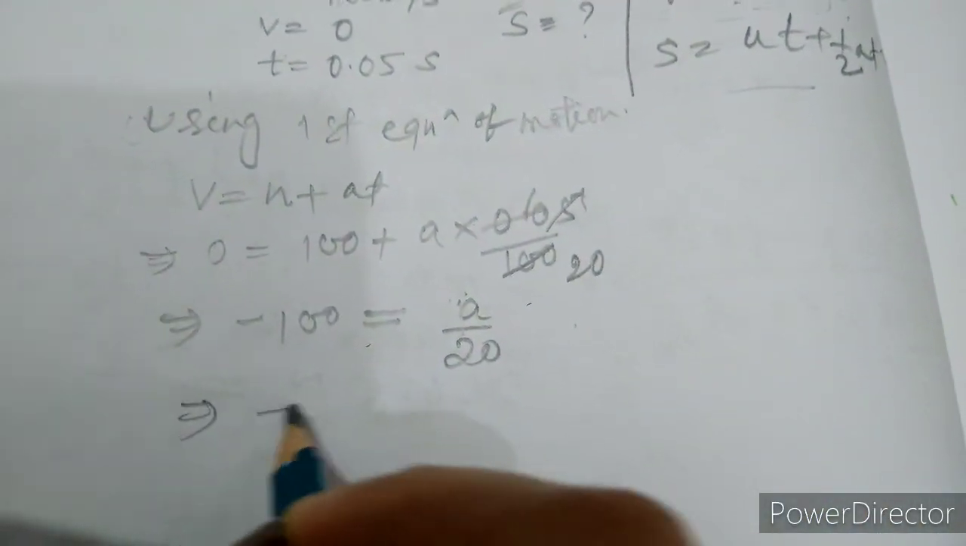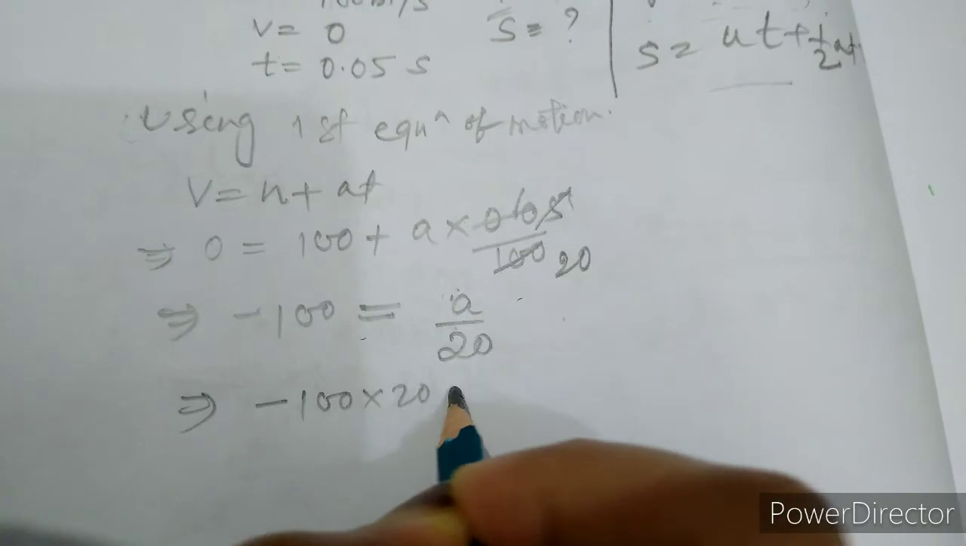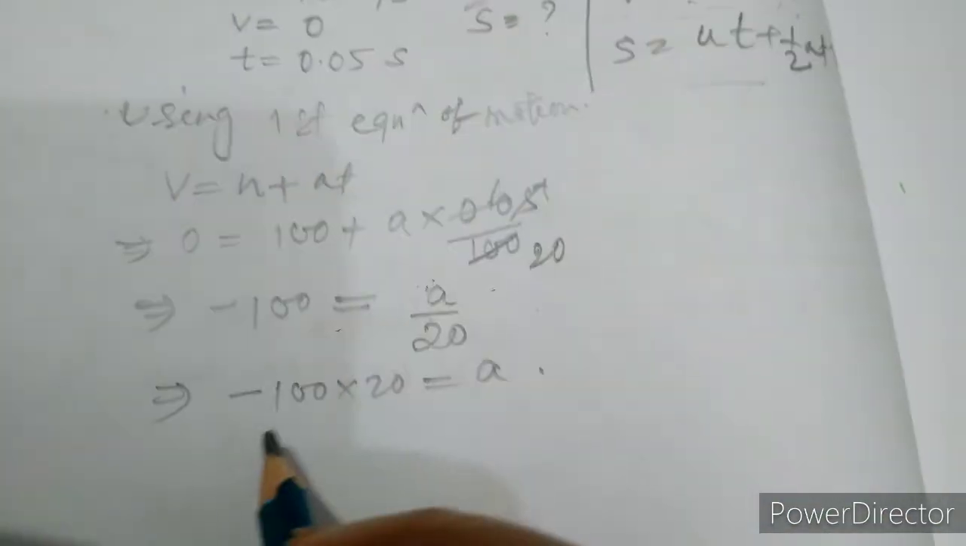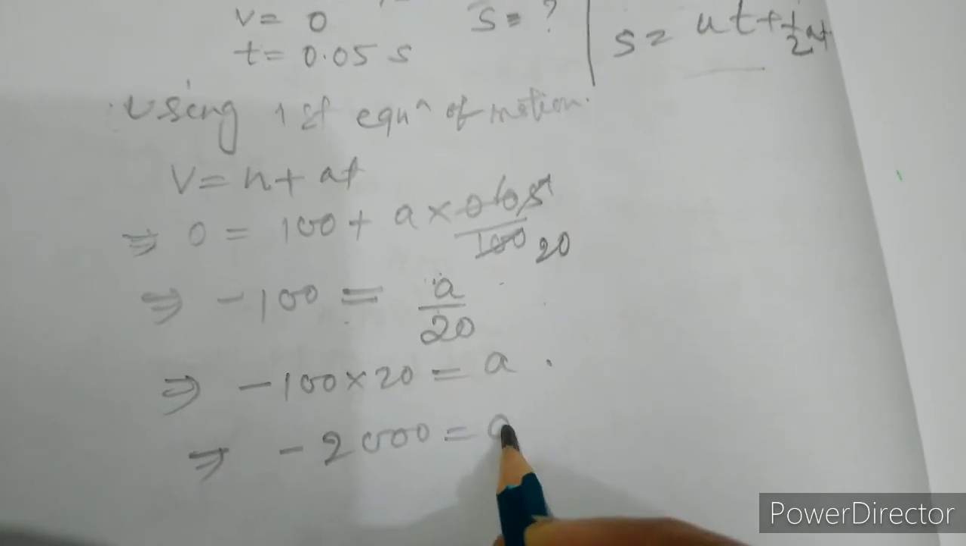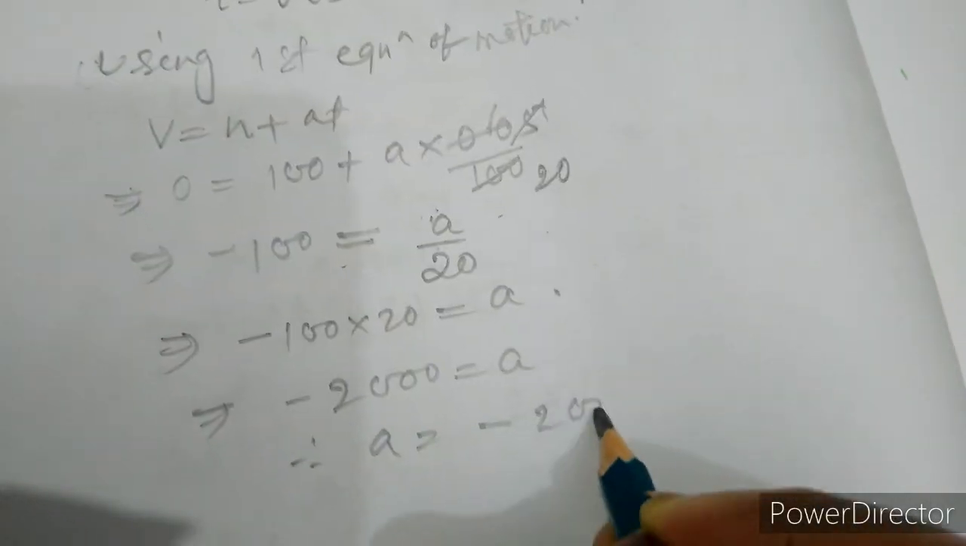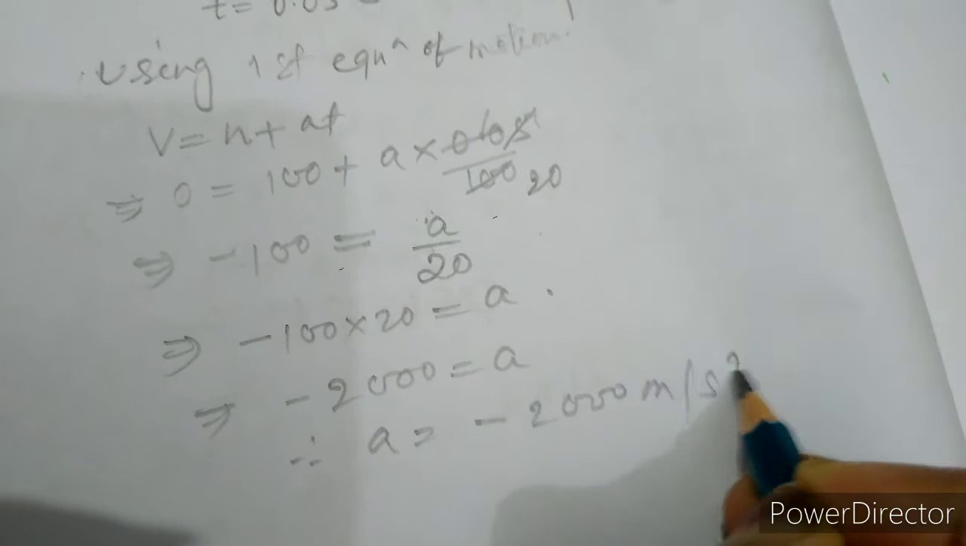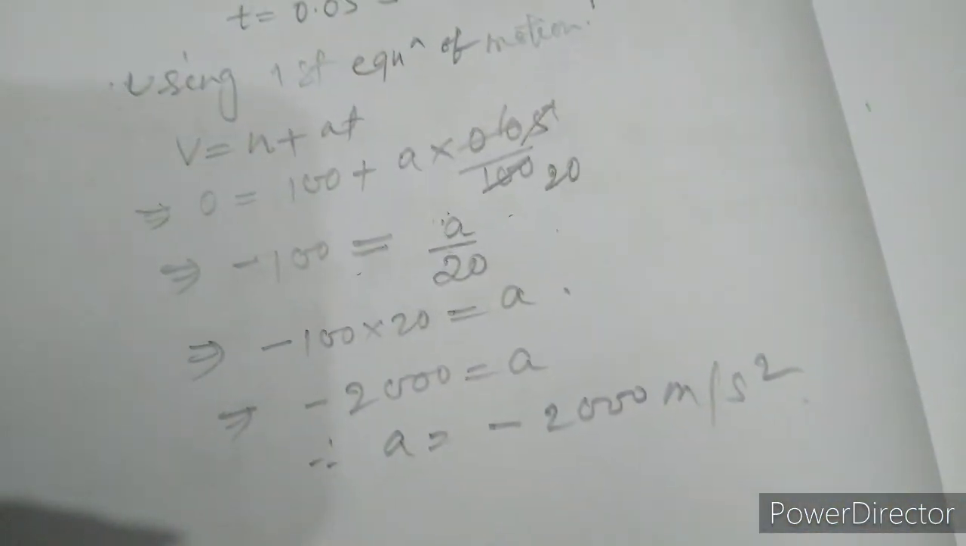So you can write down minus 100 times 2 is equal to a. So minus 200 is equal to a. That is minus 200 meter per second square. This is the value of a.